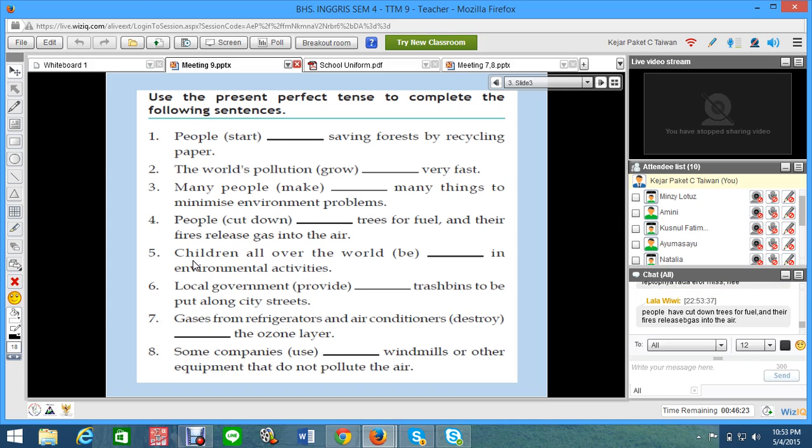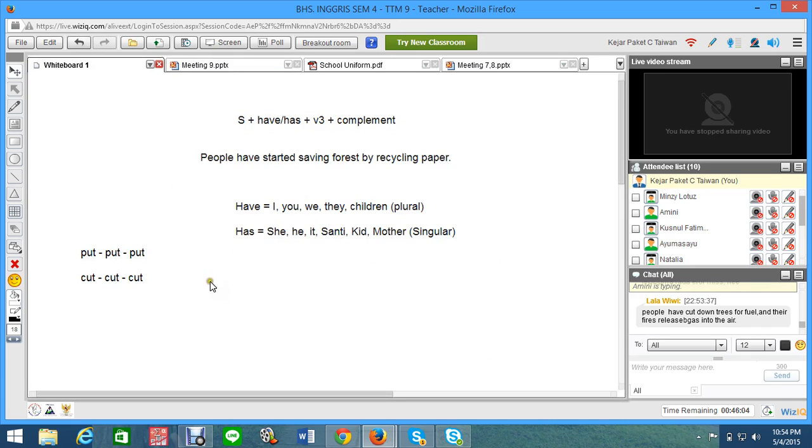Number 5, children all over the world have. Verb 3 dari be apa? Verb 3 dari be adalah been. Be, ini verb be. Verb 2-nya was.